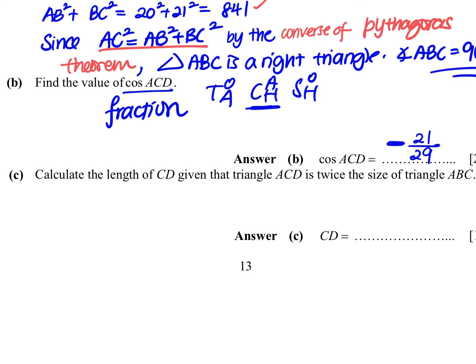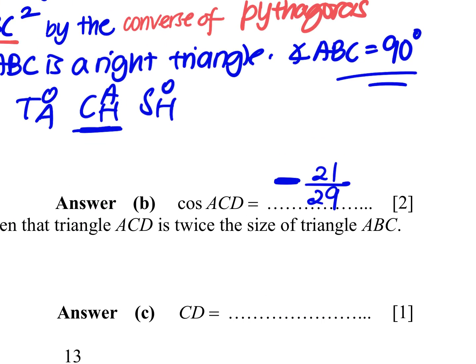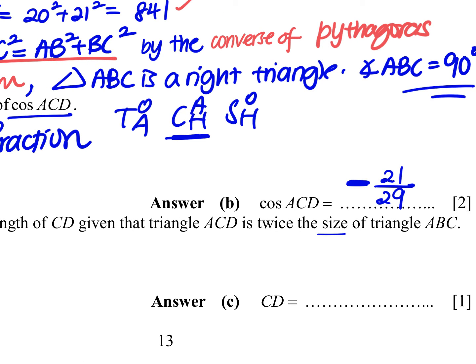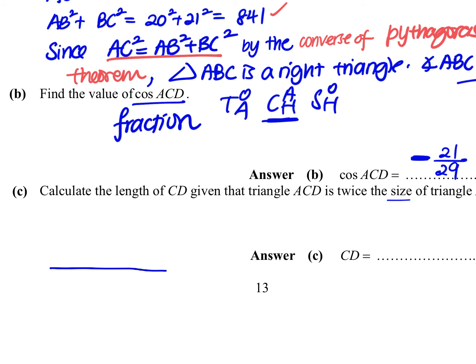Okay, next one, find the length of CD given that triangle ACD is twice the size of ABC. What does that mean? What do you mean by the word size? Triangle size ACD. ACD means area, right? Yes. So I have my triangle here. I know this is 20. I know this one, 21, is C to B.